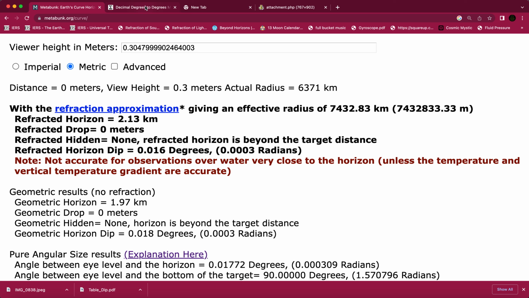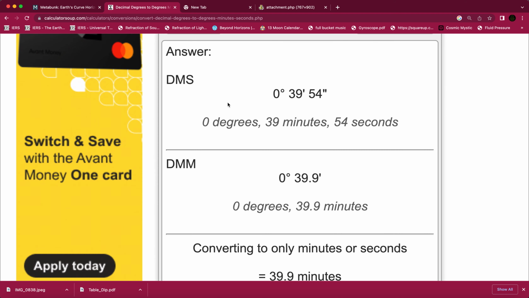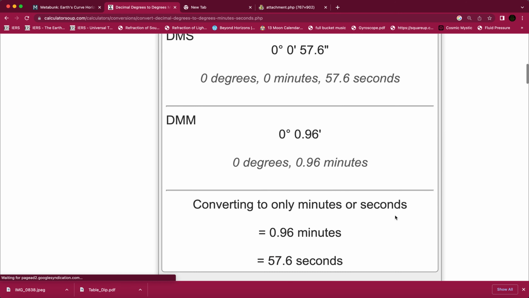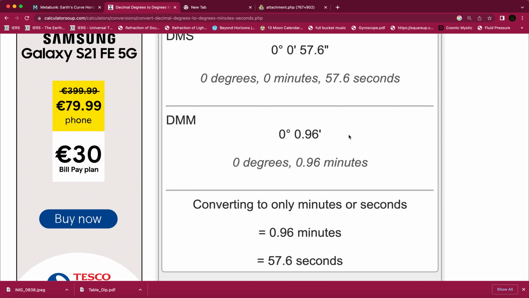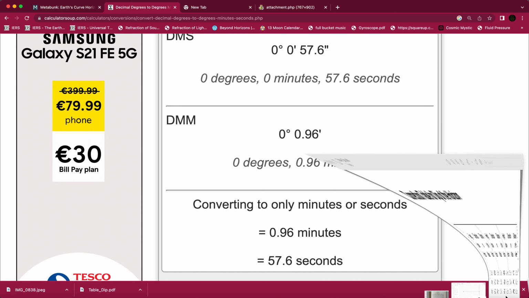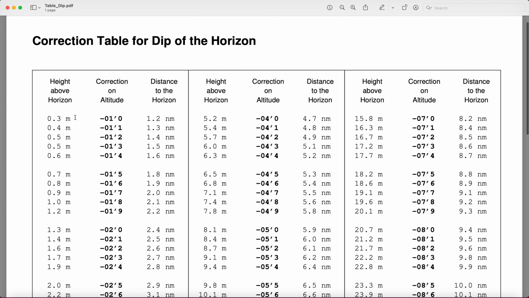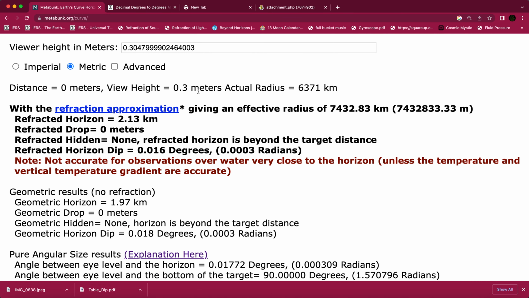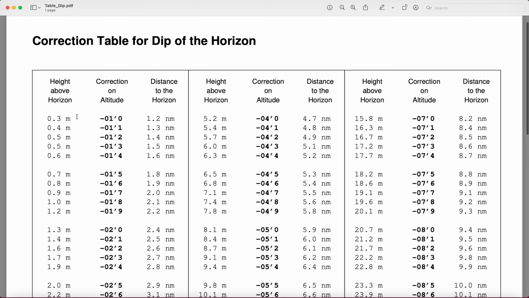0.304 meters. So let's see. 0.016 degrees, calculate, 0.96 minutes. I don't know if I get that correction in here. 0.3. No, I don't. I think it's going to be too small. No, so this is 0.3. No, it would be 0.3. So what's the, no, is 0.1. Correction at 0.1, 0.3 meters. What did it say it was here?